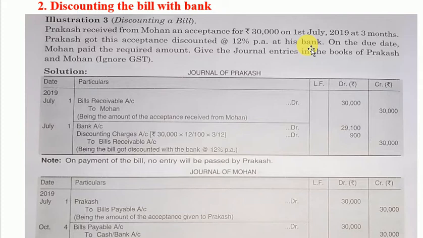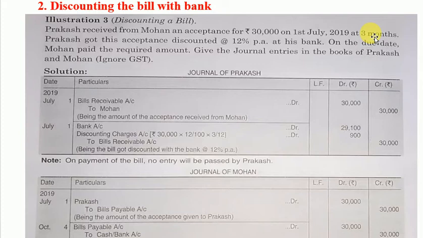So what Prakash is doing is, on the same date, because there is no date mentioned, on the same date July 1 when the bill is drawn, Prakash is getting the bill discounted with his bank, and the rate of discounting charges is 12% per annum. So children, first of all, let us see what the duration of the bill is. The term of the bill is 3 months, and on the same date July 1 it is getting discounted. So the bank will deduct 3 months discounting charges for the bill.